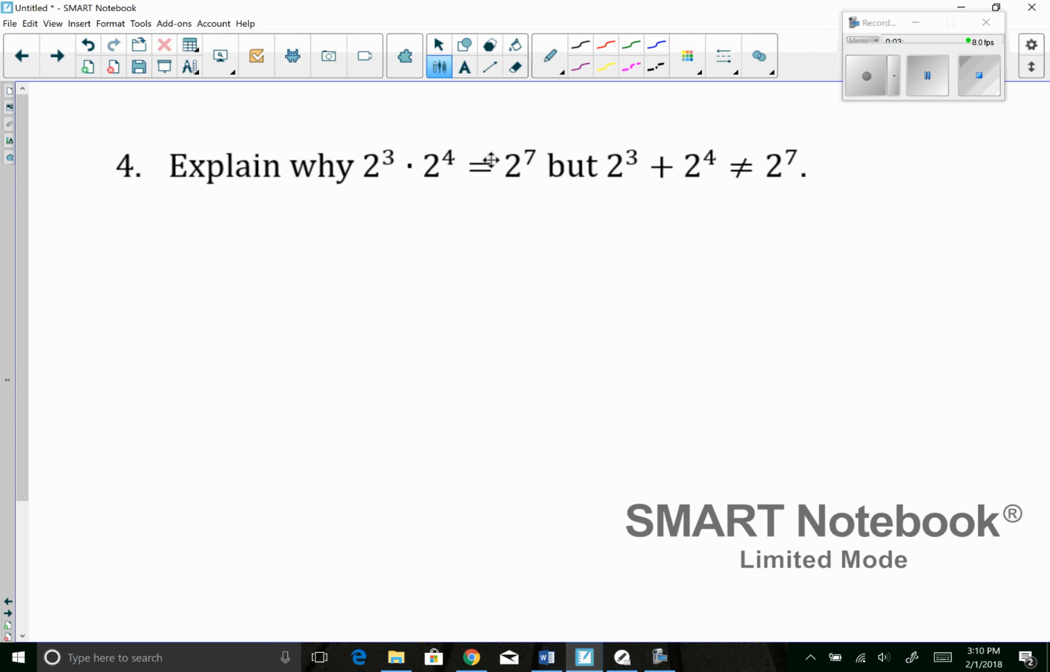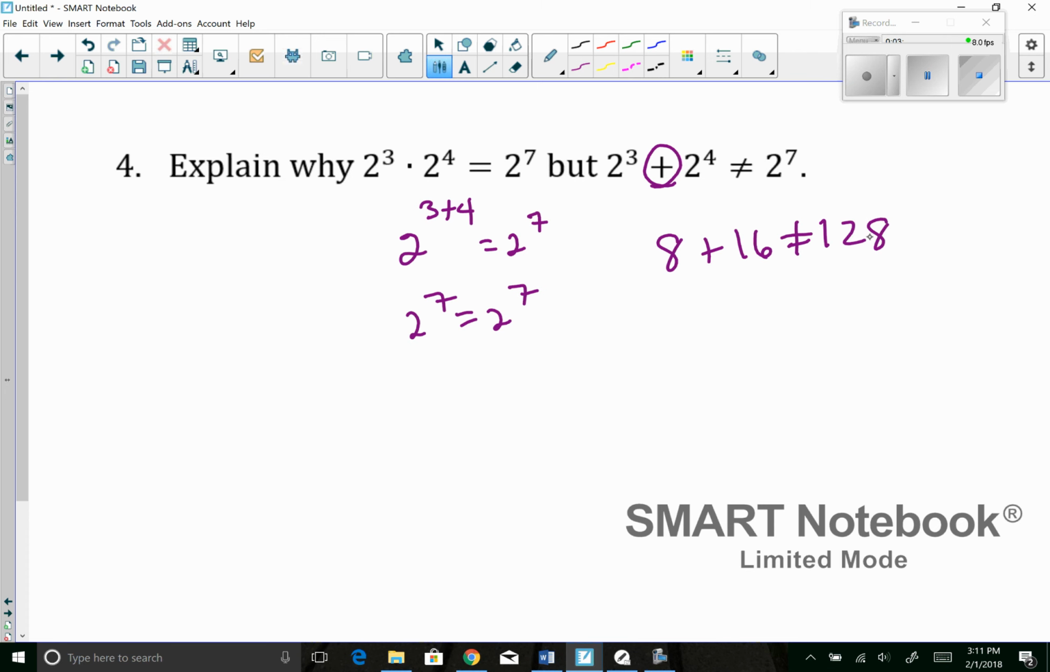Explain why these two are congruent, but these two are not congruent or equal to each other. So we could say 2 to the 3rd power times 2 to the 4th power. The rules of exponents tell us that's 2 to the 3 plus 4. So that's 2 to the 7th equals 2 to the 7th. So by rules of exponents, that works. There is no rule for exponents for addition. So because there's no rule of exponents, we'd have to actually evaluate. 2 to the 3rd is 8. 2 to the 4th is 16. 2 to the 7th, well, that's going to be a bigger number because exponential growth is going to make that go up really fast. Those two are not equal to each other, so we can explain that in words.